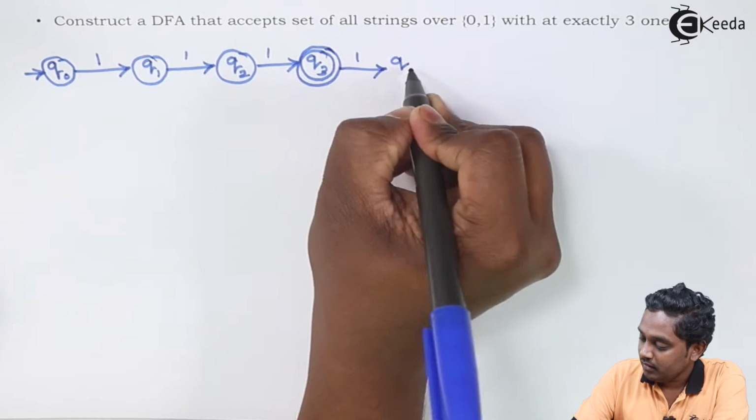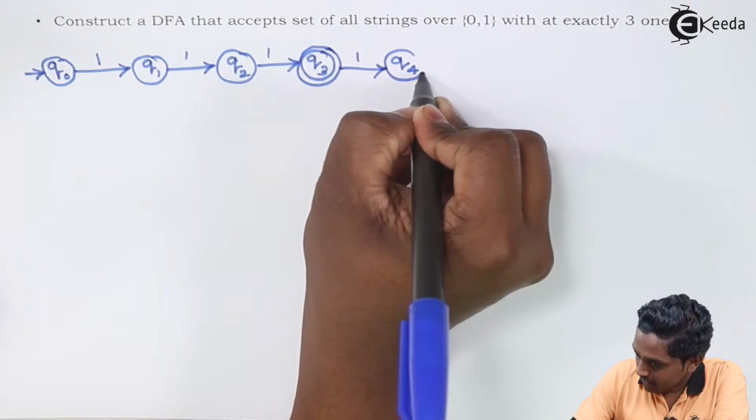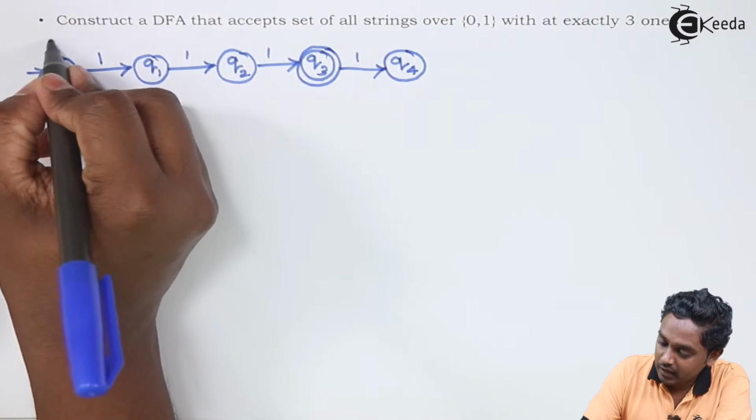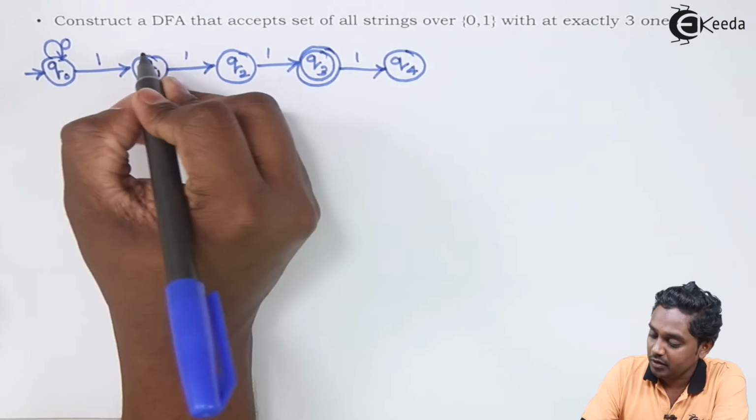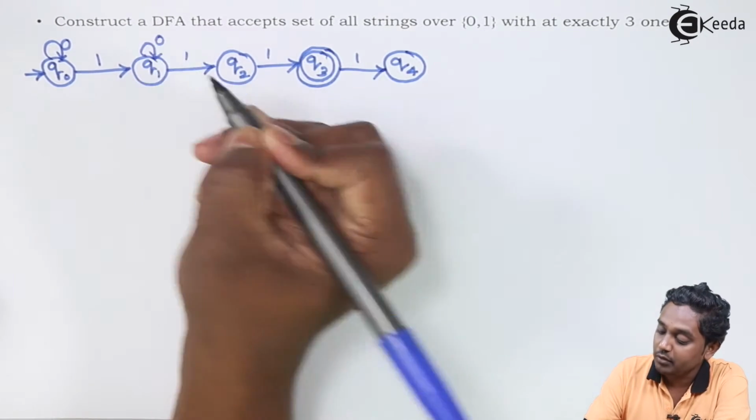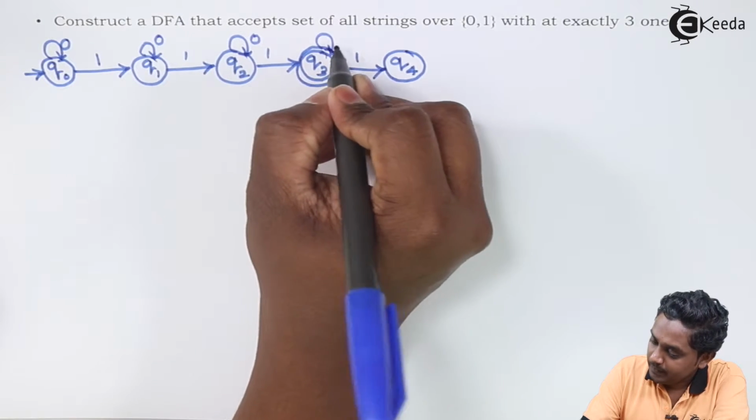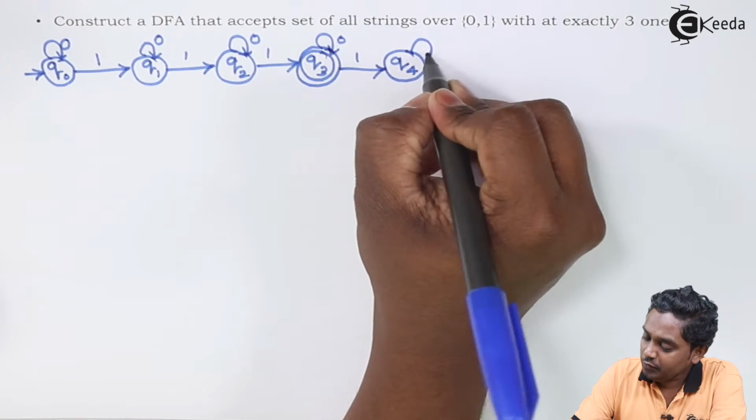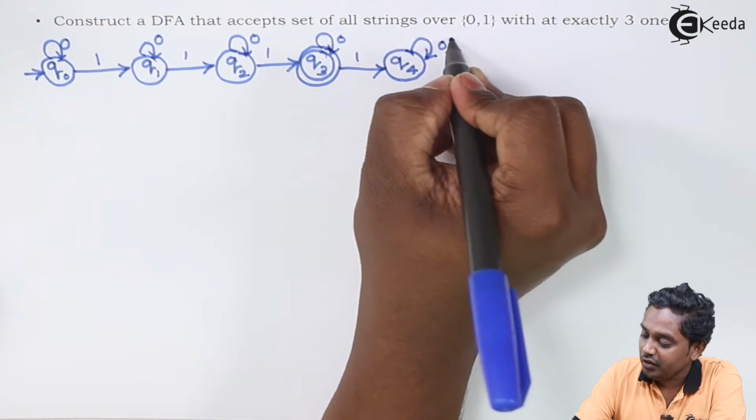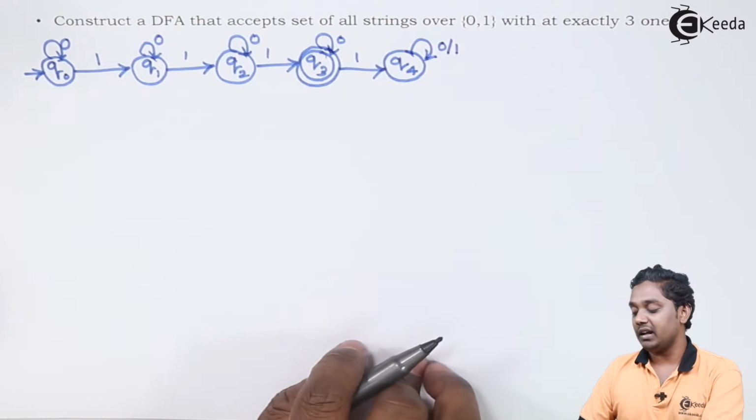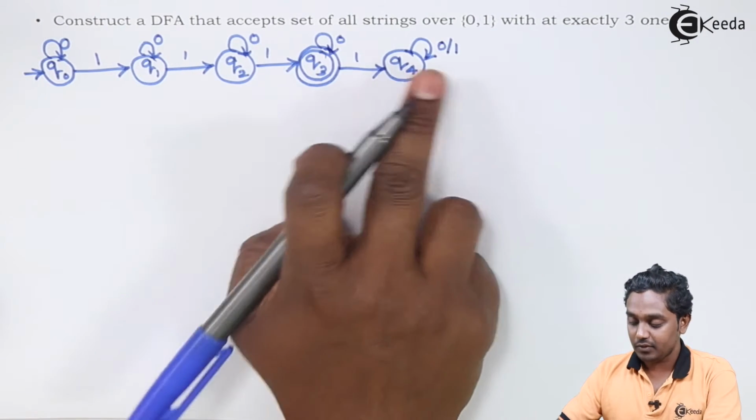Now we'll have to consider the zeros. Ignoring 0, staying back in the same state, ignoring 0, staying back in the same state, same here, same here. Now here, after the fourth one, it doesn't matter whether it is a 0 or a 1, it is never going to contain exactly 3 ones, hence everything is rejected.